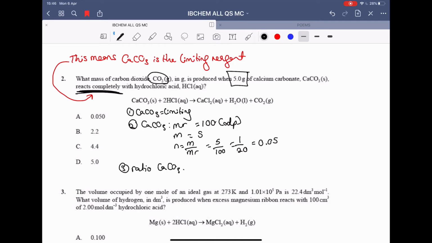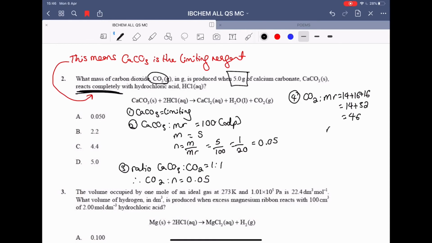The ratio of CaCO3 to CO2 is 1:1. And we want to find out what the mass of carbon dioxide is. So we know the moles has to be 0.05 if the ratio is the same as for CaCO3. For CO2, we can calculate the MR from the data booklet again. So I'm doing that.